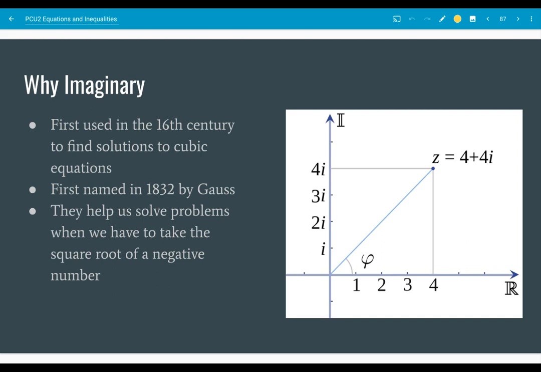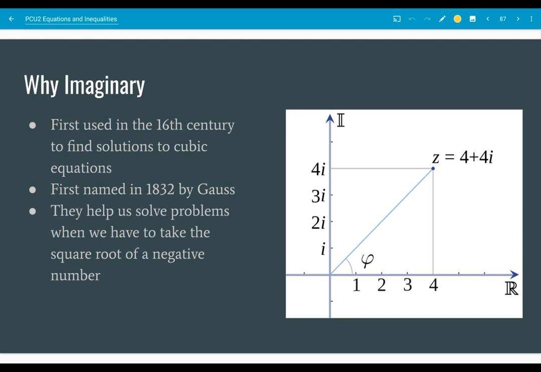So why imaginary numbers? Imaginary numbers were first used in the 16th century to help find the solution to cubic equations. The first written name calling them imaginary numbers was by Gauss in 1832, and they help us solve problems when we have to take the square root of a negative number.